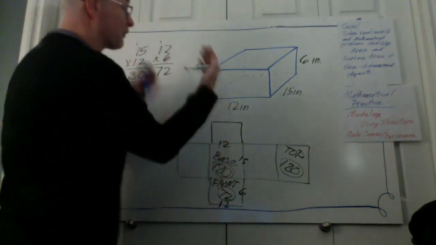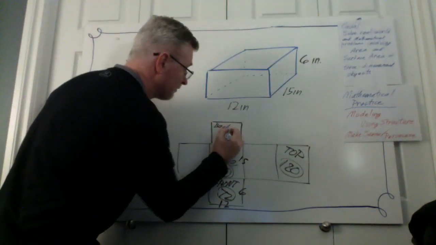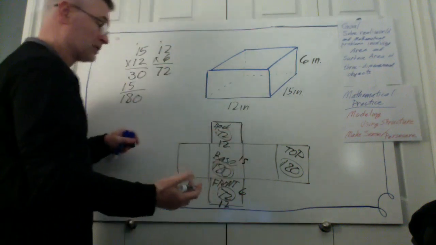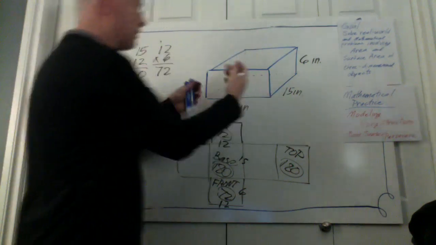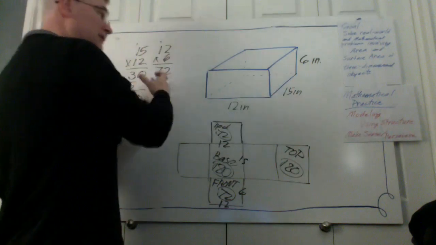And I know that the front and the back are the same. So I'm going to write this one as the back, and this is 72. So what do I have now? Now I've got the bottom, and I've got the top, and I've got the front and the back. Now I need the right side and the left side.